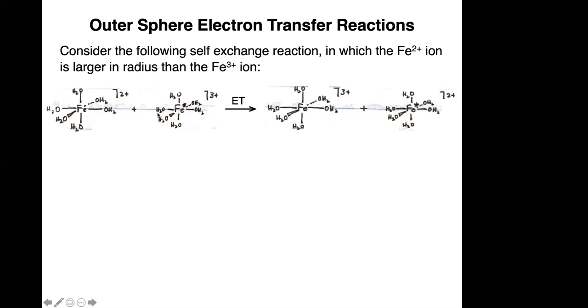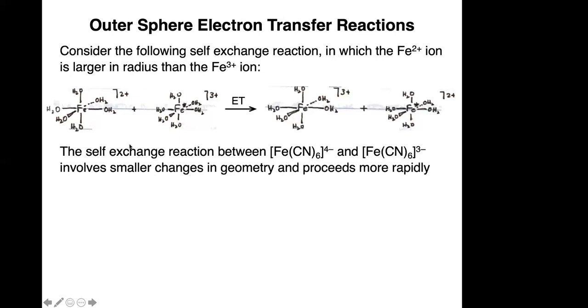And so in this reaction, we expect these two molecules will diffuse together. And when they're close together, they're then going to form the loosely bound precursor complex, and electron transfer will happen. And so this is involving a large change in geometry, and it's comparatively slow. If we compare with iron hexacyanide 4-, 3-, that self-exchange reaction is significantly faster.